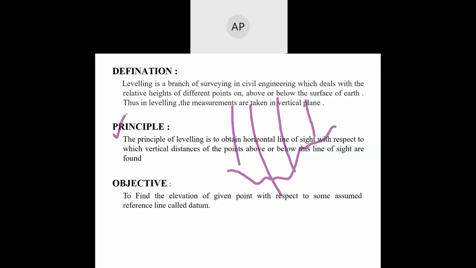And the principle. What is the principle of leveling? It works on the basis of vertical distances, and the principle of leveling is to obtain a horizontal line of sight.